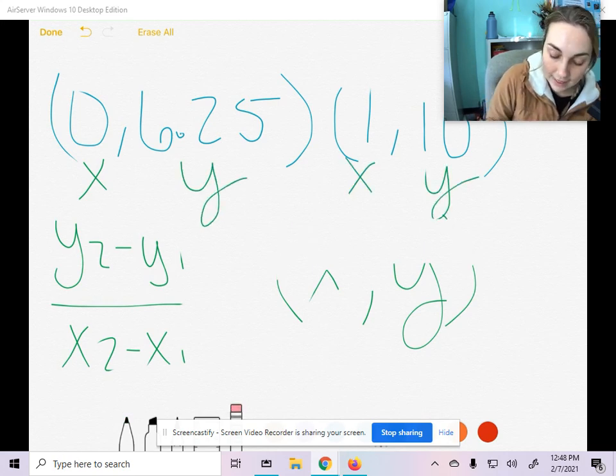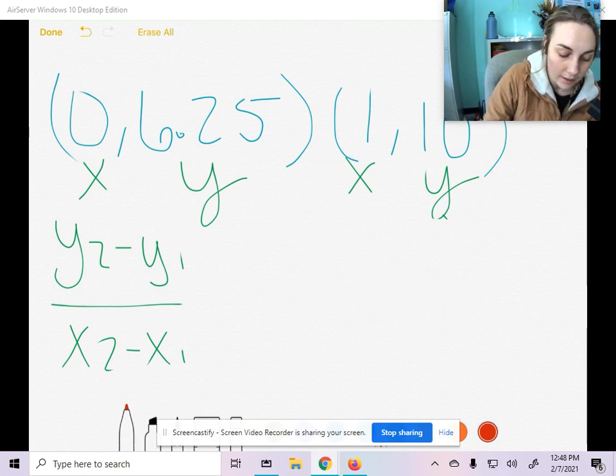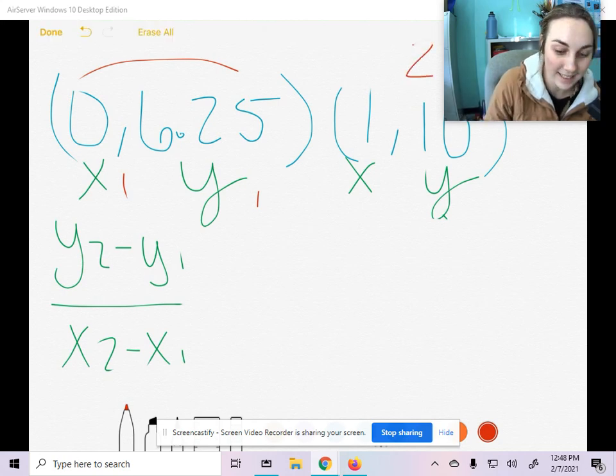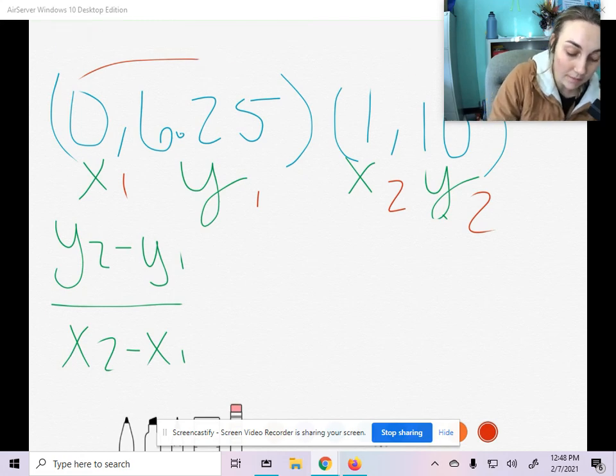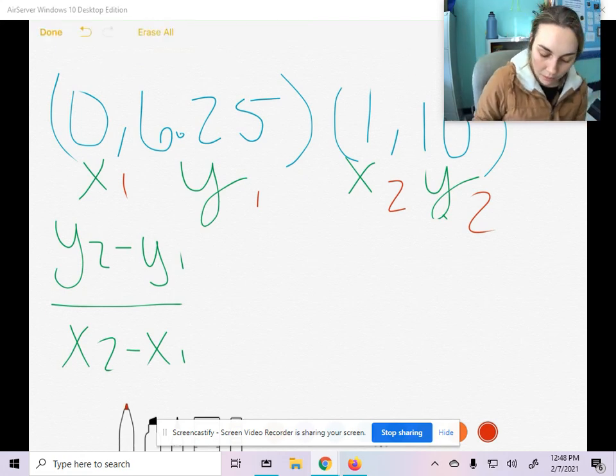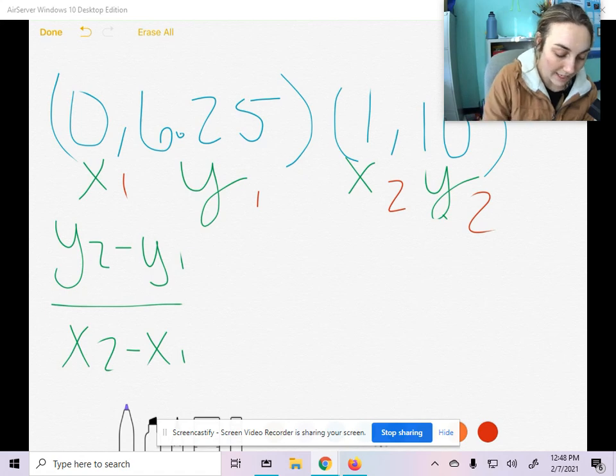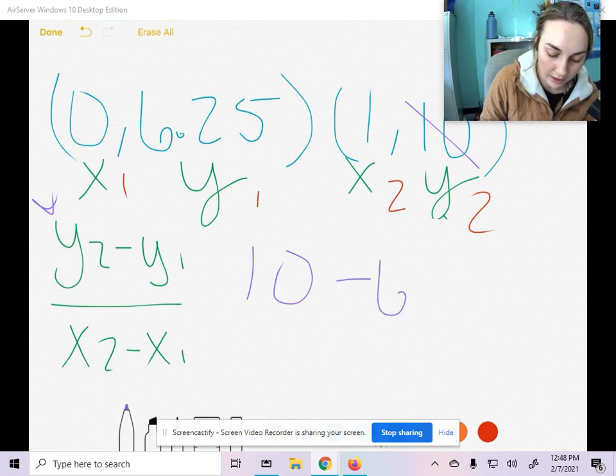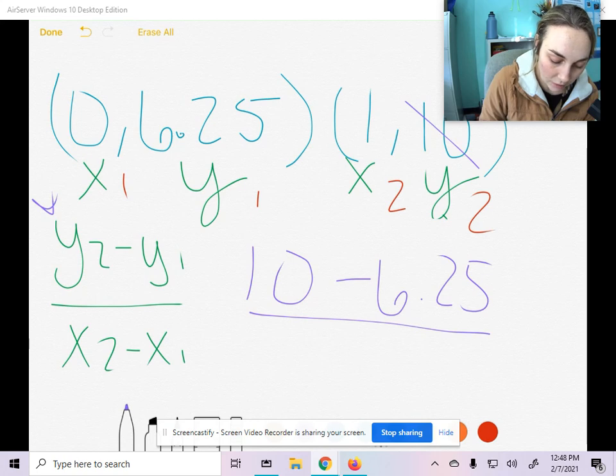So cool, I did that. Now the second thing, this is literally the first ordered pair I see, so this is going to be x1 and y1. This is literally the second ordered pair I see, so this will be x2 and y2. And once I have that labeled, I can put it in the slope formula and solve. So what I need first is y2. y2 is 10. And I'm going to subtract that by y1, which is $6.25. And then I need x2, which is 1, and I'm going to subtract that by 0.